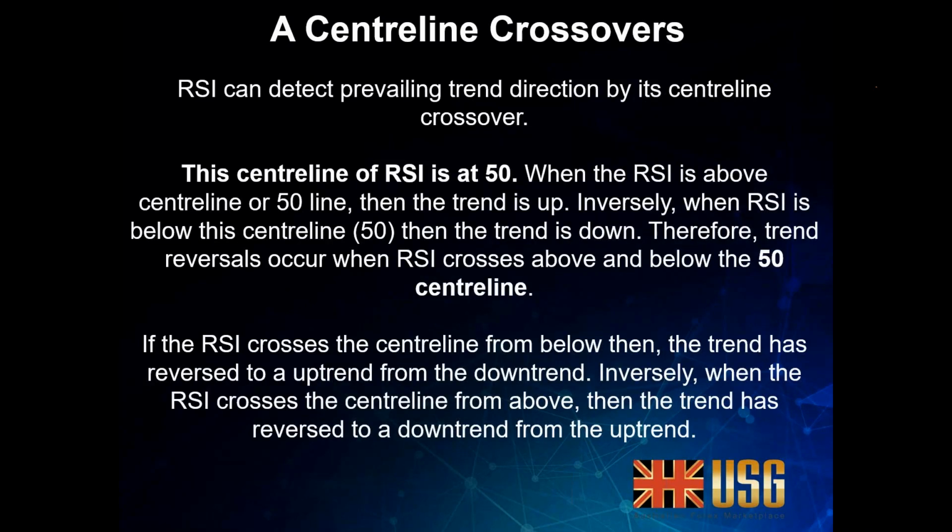As I mentioned before, the RSI can detect prevailing trend directions by center line crossovers. This center line of RSI is at 50. When the RSI is above the center point of 50, the trend is up. Inversely, when the RSI or the market's below 50, then of course it's telling you it's in a downtrend.